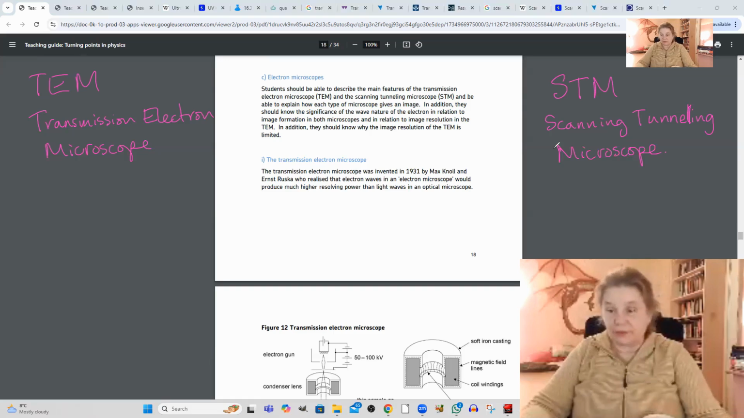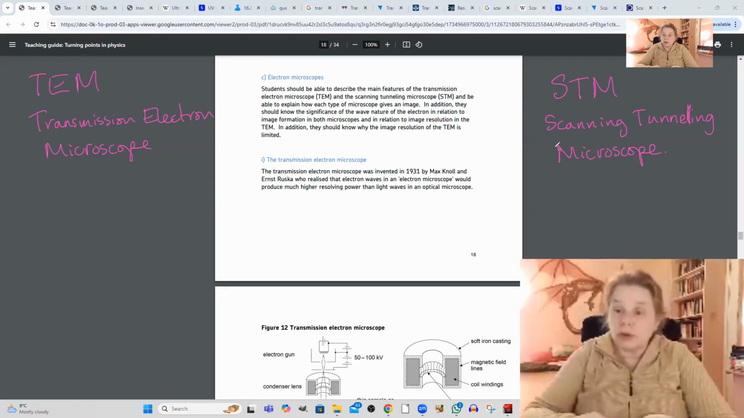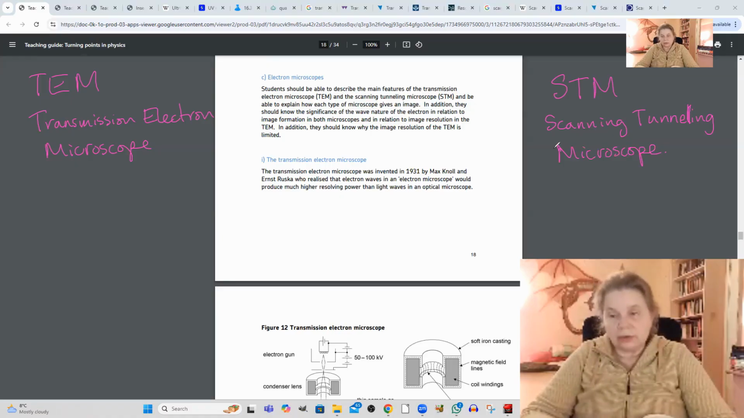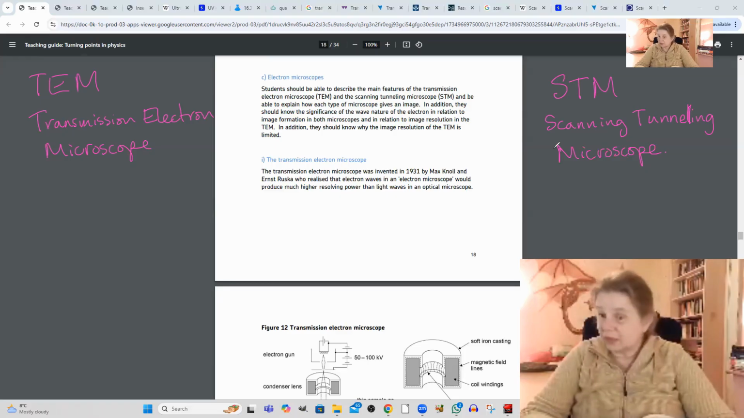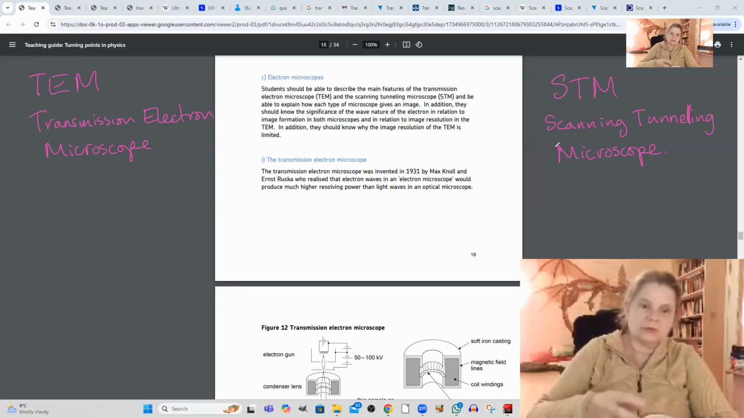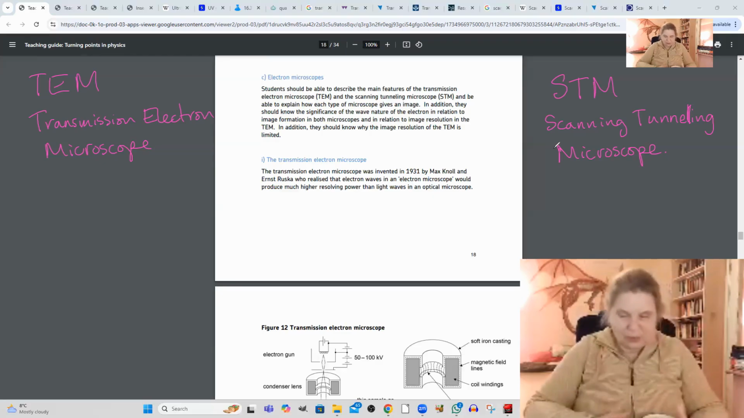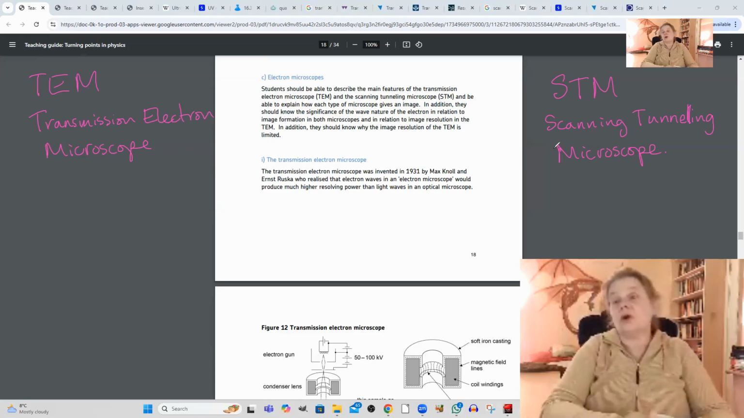If the wavelength is short enough, then that will allow us to get more resolution than you could get from light. So visible light will allow us to go down to, I don't know, 350 nanometers. But atoms are smaller than that. So we have no chance of seeing individual atoms using visible light. The wavelength is just too long. You can't resolve it.